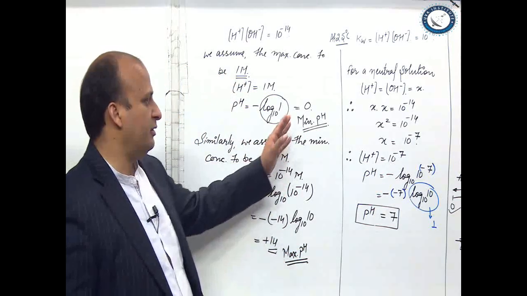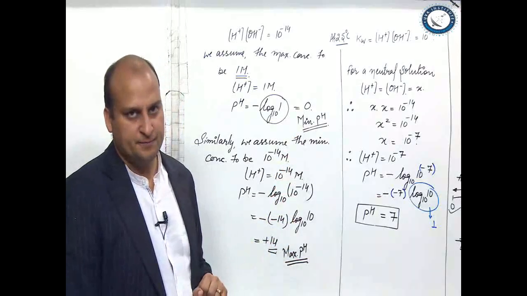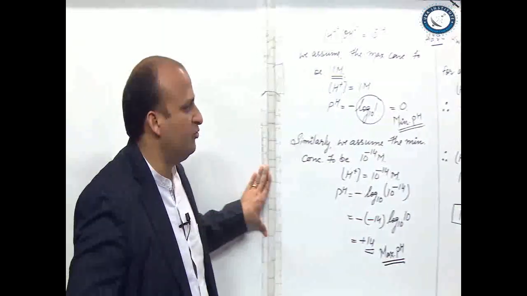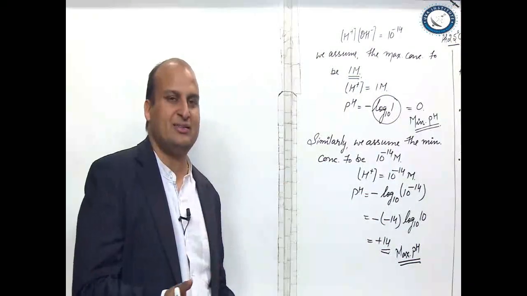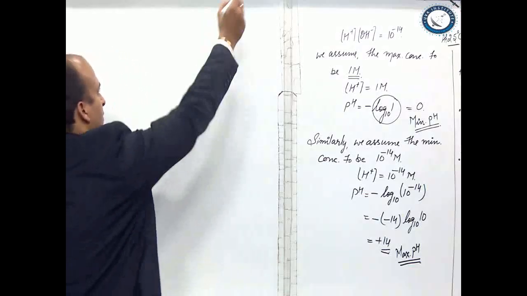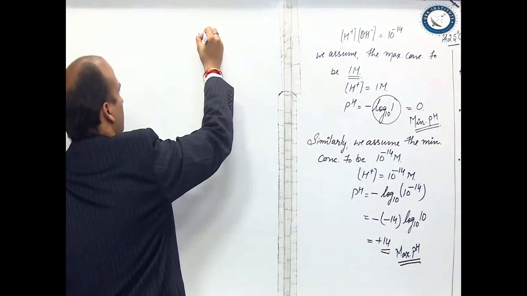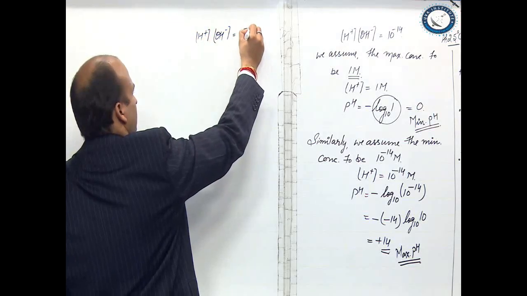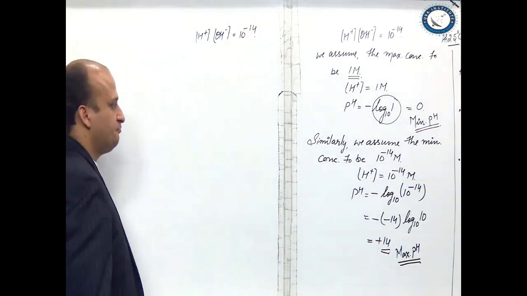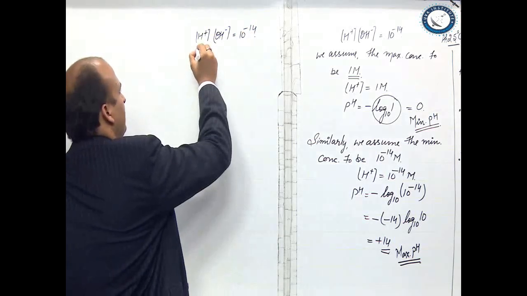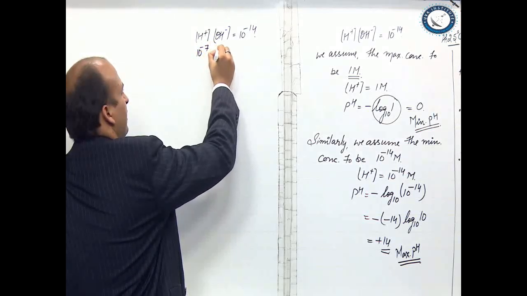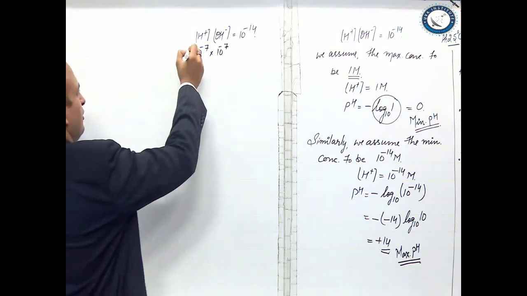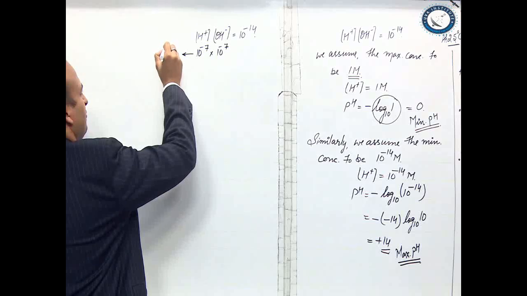So this is the reason why the pH varies from 0 to 14. Second question answered. Third question: why is it so that when we move from 7 towards 0, the acidic strength increases? See, H plus into OH minus ion is equal to 10 raised to power minus 14. Initially, I am taking a neutral solution and the concentration of both is 10 raised to power minus 7. When the concentration of H plus is 10 raised to power minus 7, the value of pH will be 7.